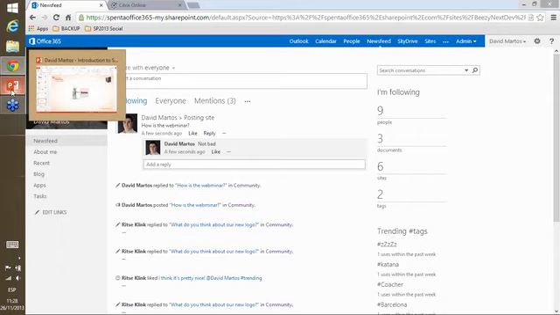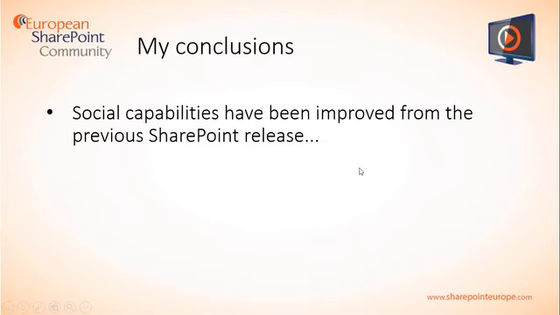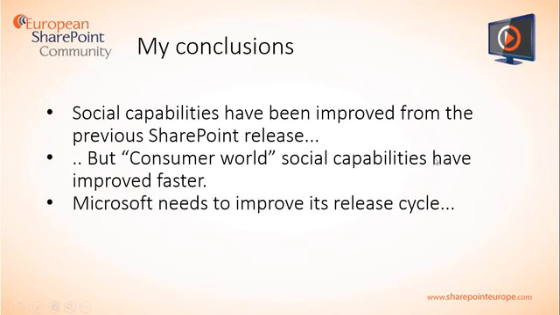And as we are running out of time, let's go to the conclusions. My conclusion, or my opinion, is that social capabilities in SharePoint have been improved from the previous release, which is great. But consumer world social capabilities have improved faster. Of course, they can do things Microsoft can't do in an on-prem solution. Microsoft needs to improve its release cycle.